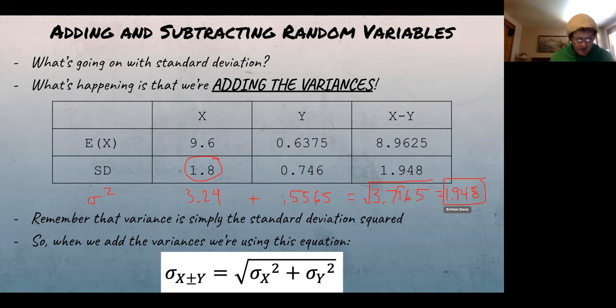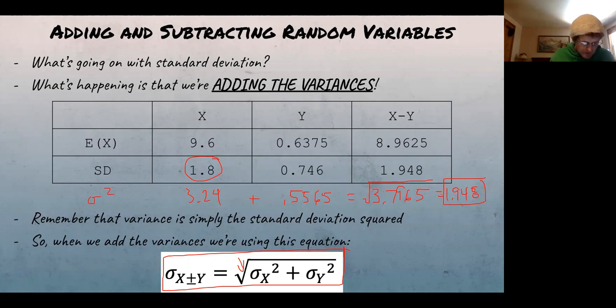So this is our equation that we're using. And the shorthand way of talking about that is saying we're combining the variances. The square root is only here so that at the end we can convert the combined variances back into a square root.